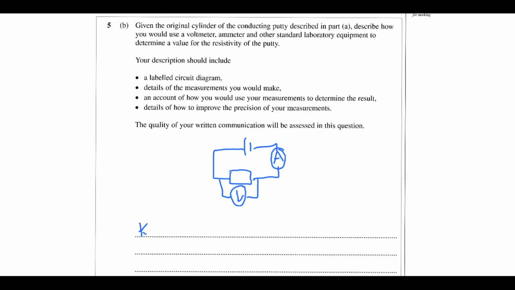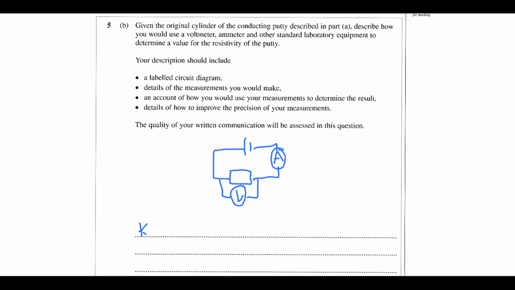Okay, so we've got the same kind of system. We've still got a cylinder of conducting putty. Describe how you use a voltmeter, ammeter, and other equipment to determine resistivity. He wants a circuit diagram, measurements, how you'd use your measurements, and how to improve the precision of your measurements. The basic circuit diagram is like the one you're going to see there. You've got an ammeter in series with your putty and your voltmeter in parallel with the putty. So that's your basic system.